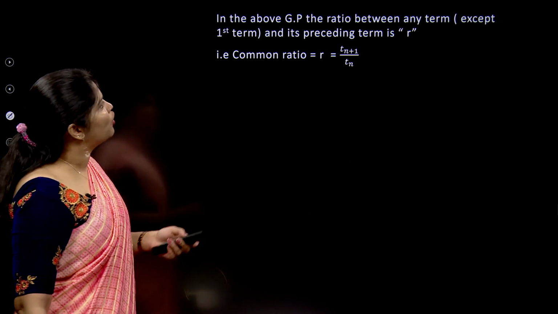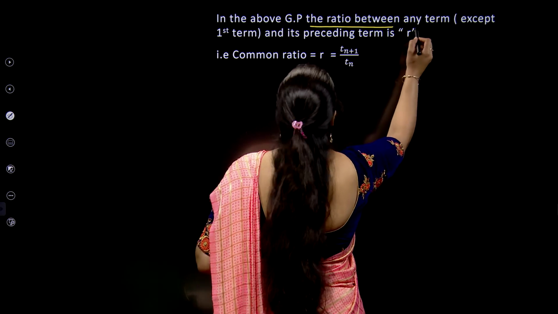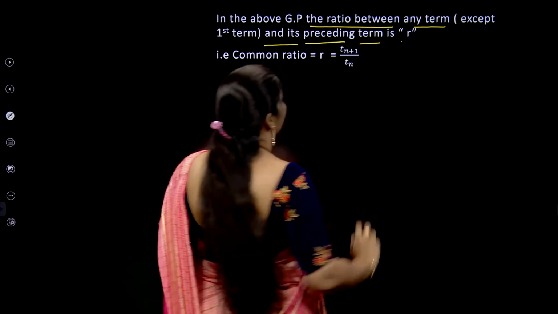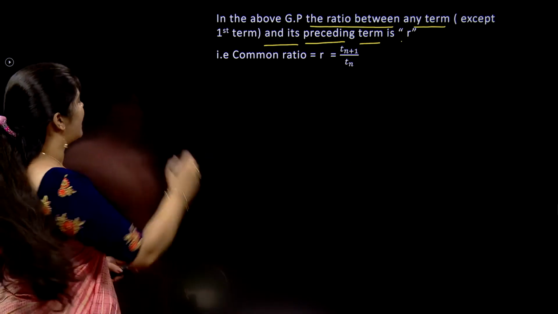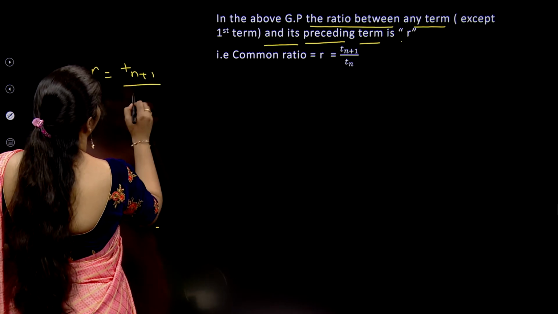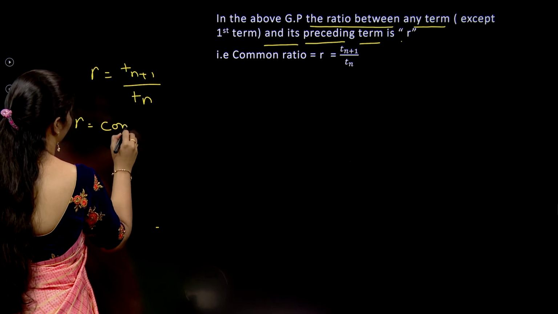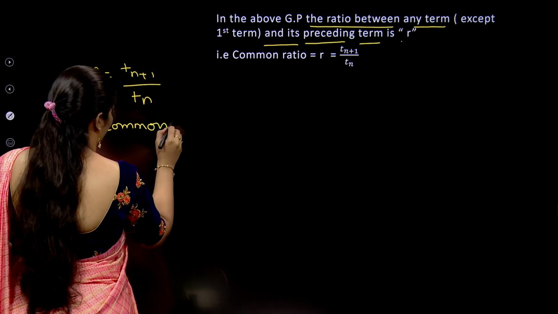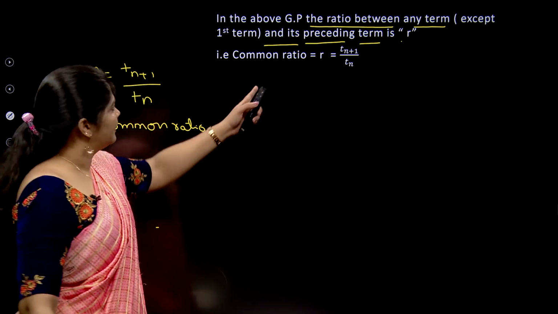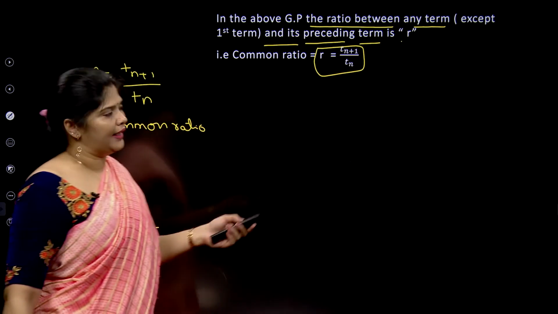Next, in the above GP, the ratio between any term and its preceding term is R. The common ratio is R equals Tn plus 1 by Tn. This R is the common ratio. So the ratio is R equals Tn plus 1 by Tn.